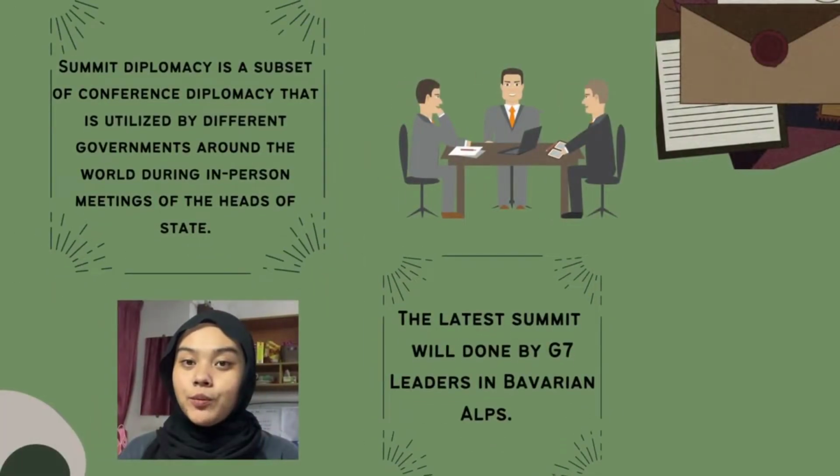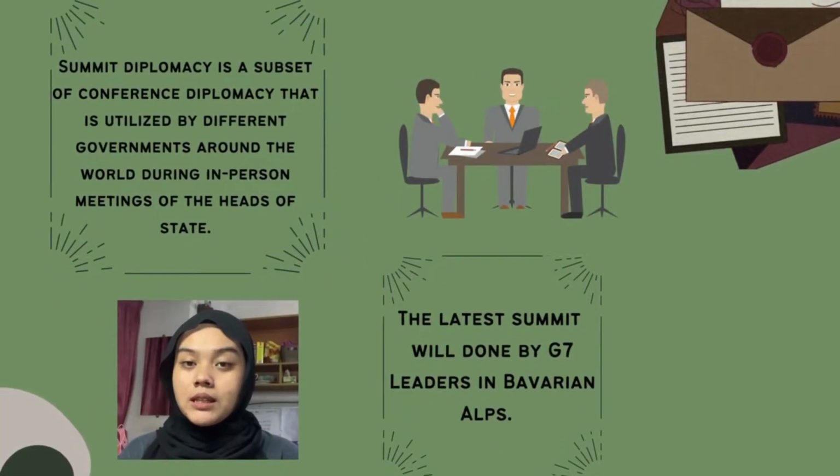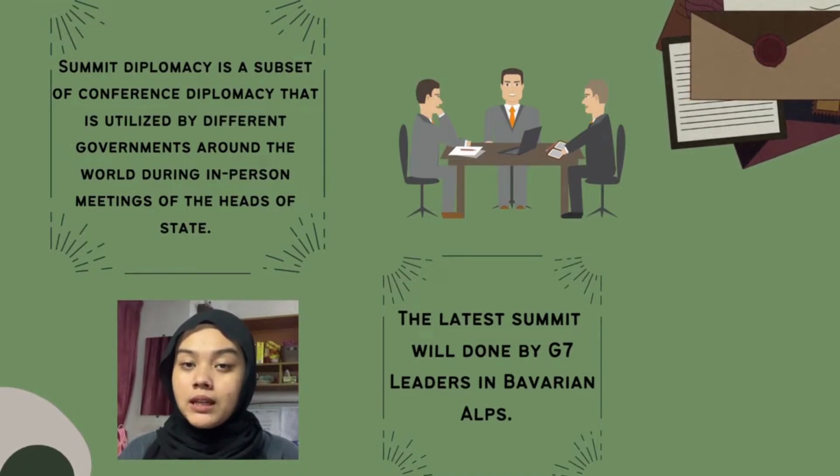Next is summit diplomacy. Summit diplomacy is a subset of conference diplomacy that is utilized by different governments around the world during in-person meetings of the head of state. Usually, these meetings are from the highest level of state and international organizations. The meetings will usually have a big impact on the worldwide environment.